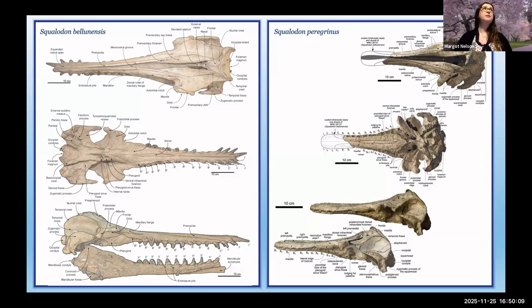So that's a really good question. And I think it comes down to understanding the distribution of Eosqualodon a little bit more clearly. Right now, the only specimen of Eosqualodon that we know of is in Germany. There's another species, Eosqualodon laterastris, but I'm more convinced that that belongs in Squalodon.